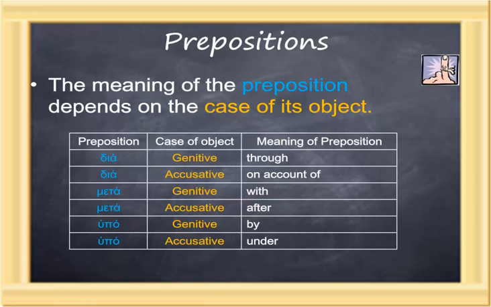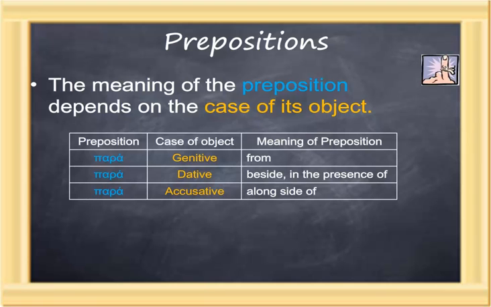The rule about the meaning of the preposition depending on its case comes into view when one turns to prepositions like dia. When it's followed by the genitive, it means through. When it's followed by the accusative, it means on account of. Meta, followed by the genitive, with; followed by the accusative, it means after. Hupo, followed by the genitive, by; accusative, under.